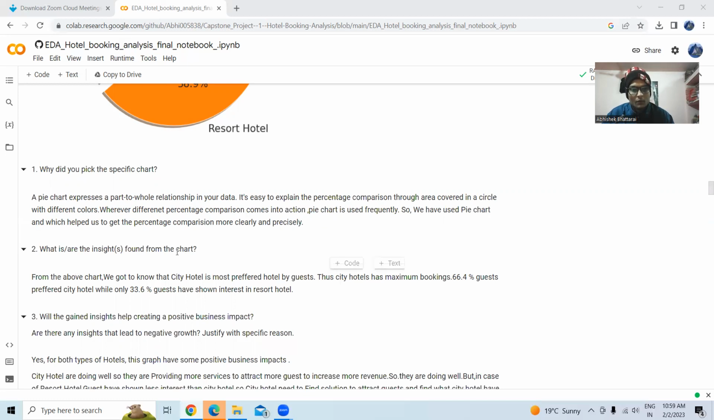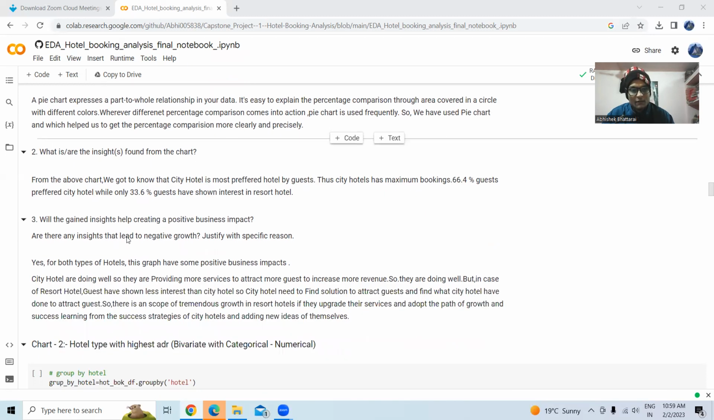So what are the insights found by the chart? From the above chart, we got to know that City Hotel is the most preferred hotel by the guests. The City Hotel has the maximum bookings, 61.1% of guests preferred City Hotel, while only 38.9% of guests have shown interest in Resort Hotel. So these are the insights we have found. You can read them here.